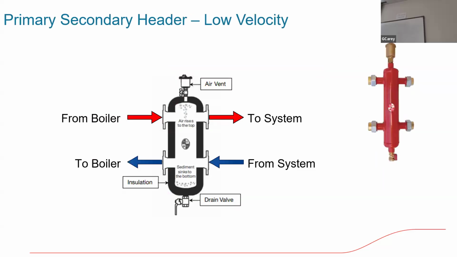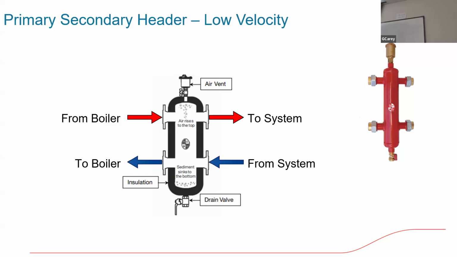Another device that's out there is called a primary secondary header, or a low loss header, and we'll touch on this a little bit later on when we get into primary secondary connections. A bunch of different manufacturers made this device as a primary secondary. But one of the side benefits was, as they engineered it, they created this low velocity area.